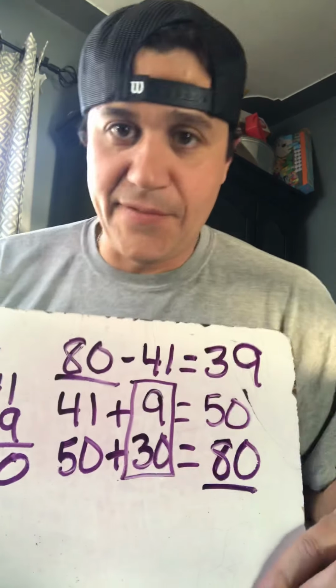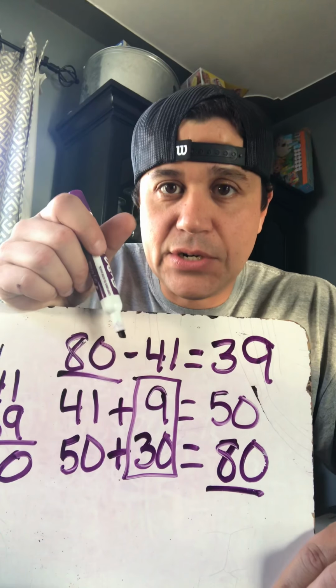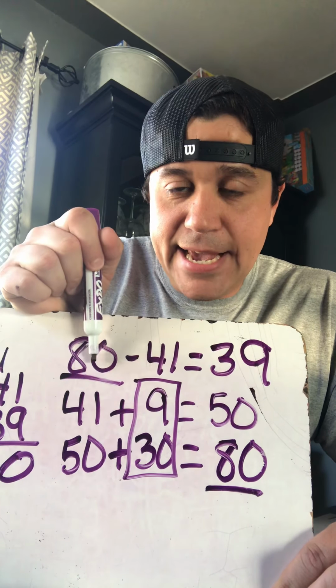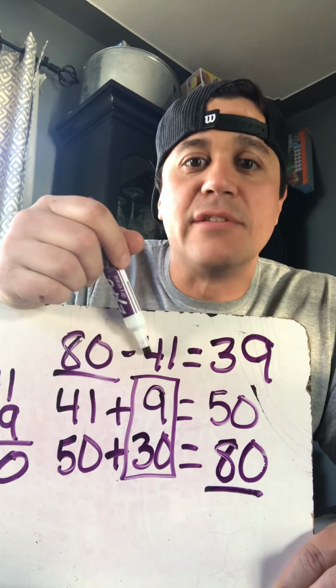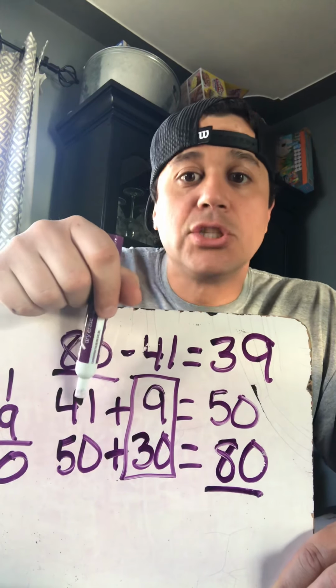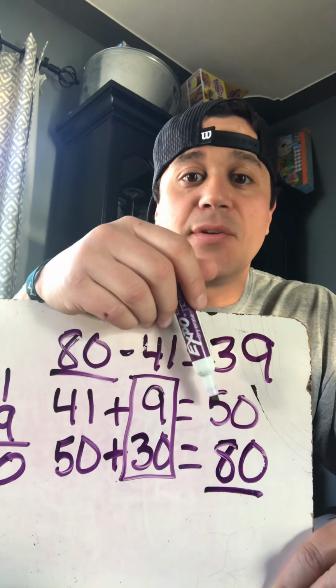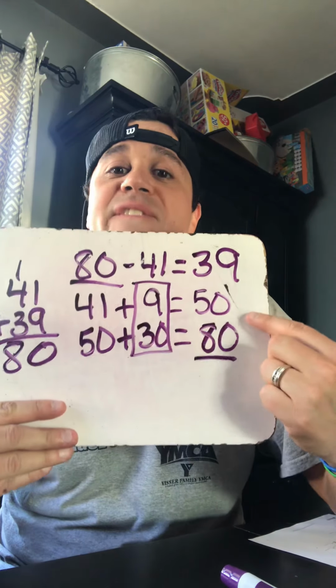Okay? This is the biggest key right here. This is the part that might confuse you. Right here, 80 minus 41. We're trying to find this answer. The next step is me taking that 41, the smaller number out of the two, and getting that to a benchmark number. So I added 41 plus 9 to get me to a 50. Remember, benchmark numbers are 10, 20, 30, 40, 50, 60, 70, 80, 90, 100, and so on. We got to a benchmark number of 50.